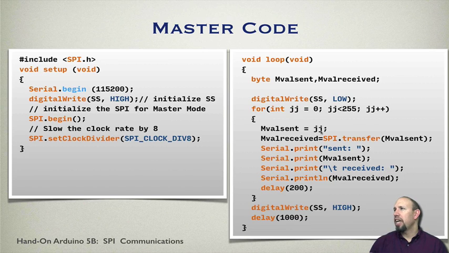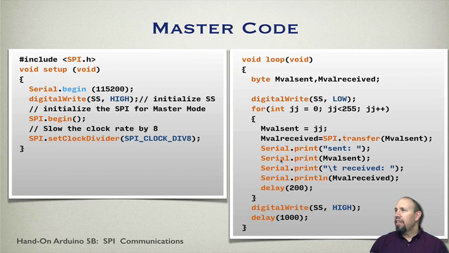Okay, so that's the value sent is JJ. Okay, the value received. So where do we get the value received? Notice value received is equal to SPI transfer value sent. I was like, whoa, what's the deal with that? What happens is this value gets put into the transmit buffer. What comes from the receive buffer gets put into this variable. So this one command does both the sending and receiving. Kind of tricky. Watch it.